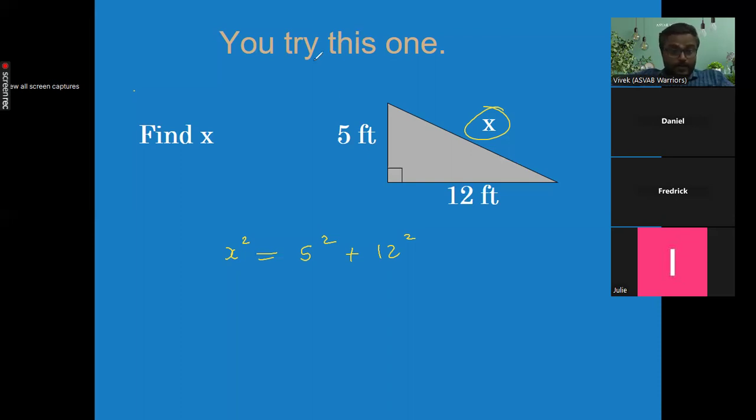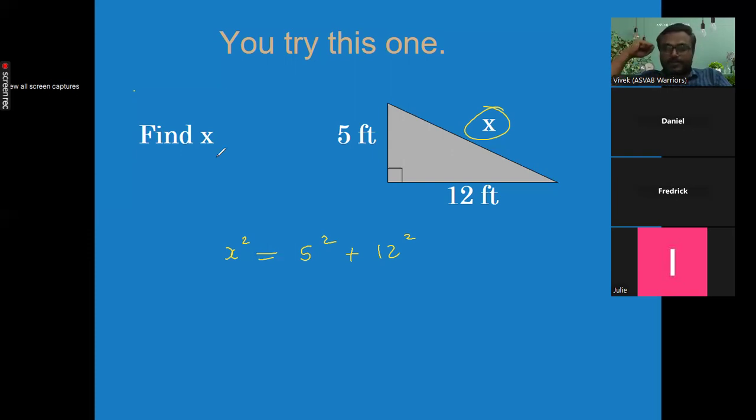I have an answer already. Oh, Julie has answered, Daniel has answered. Jacob says 169. No, buddy. You need to take the square root of it. Daniel and Julie got it right. Frederick, do you want me to explain this again? Does anyone want me to explain this question as well? Okay, Frederick says no.